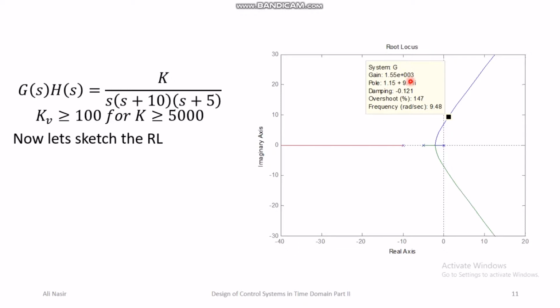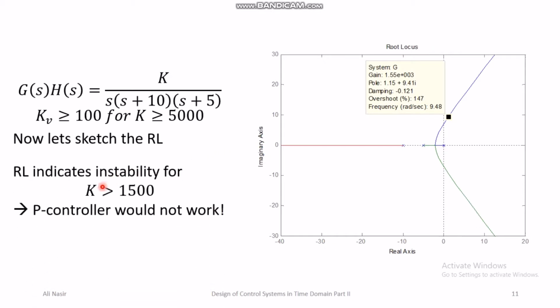And you can see that for a gain value of 1.55 times 10 to the power 3, which is about 1550, the pole has already crossed the j omega axis and moved into the right half plane, which means that the closed loop system is no longer asymptotically stable. The closed loop system will be unstable. So for k greater than about 1550, we lose stability, and we need k to be greater than 5000 in order to achieve the steady state specifications. This means that the P controller will not work in this case. Because the P controller is unable to achieve the steady state requirement, next we have to try the PI controller.